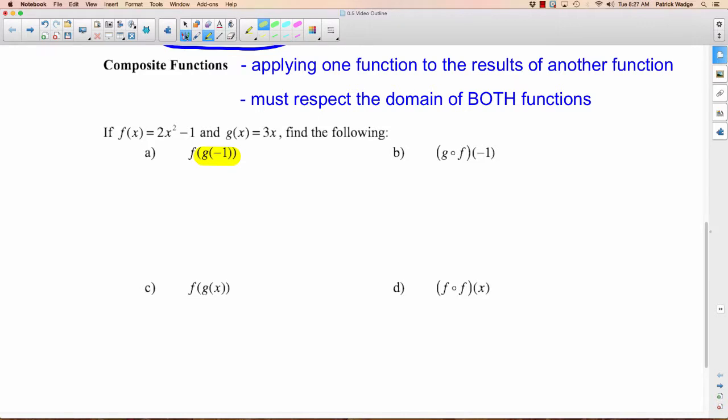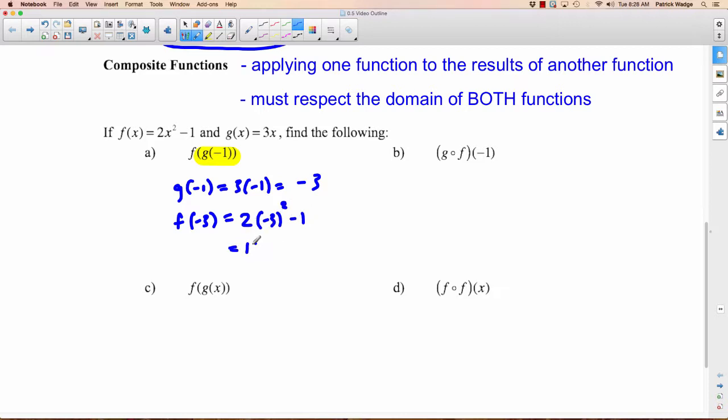So we can do that. We plug negative 1 into the x here. So we get 3 times negative 1, which is negative 3. So now you want to take f of, well, you know what g of negative 1 is. g of negative 1 is negative 3. So you're taking f of negative 3. Well, we can do that too. You plug negative 3 into the f. So you get 2 times negative 3 squared minus 1, which is 2 times 9, 18, minus 1, you get 17.